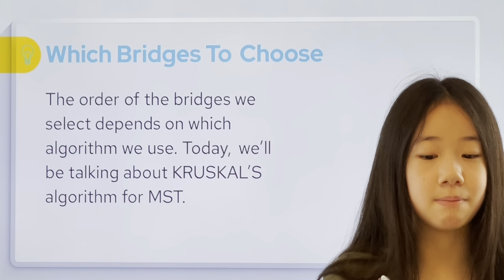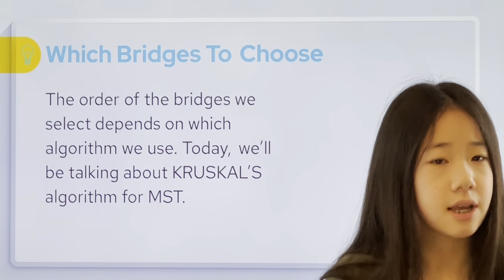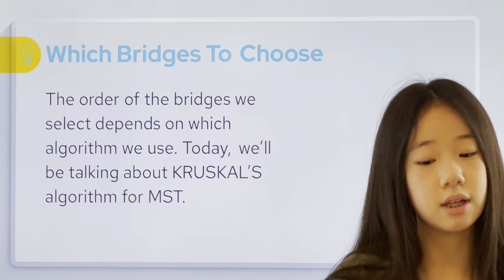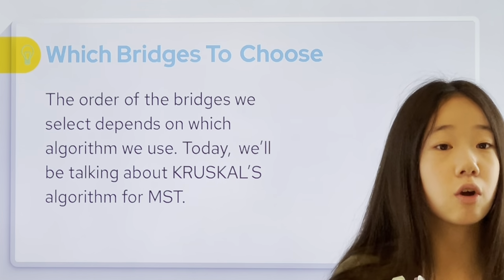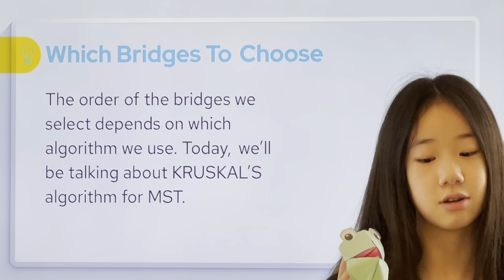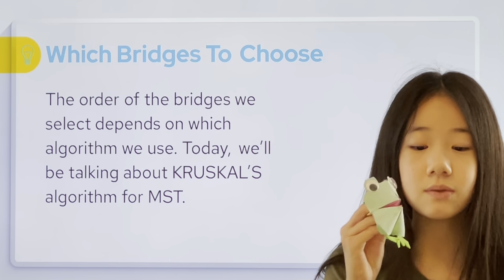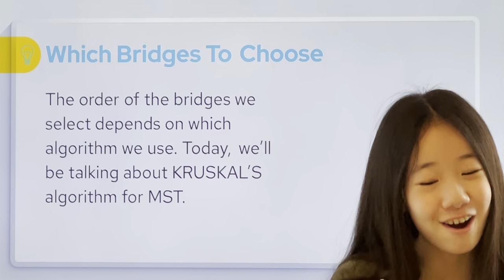So now that we've talked about what to do after we choose the bridges, let's see how we select the bridges. Now, the order of the bridges we select depends on which algorithm we use. And today, we'll be talking about Kruskals' algorithm for minimum spanning tree. Rory, you use such weird terms. What does Kruskals' algorithm mean? Oh, Ricky, you're so impatient.